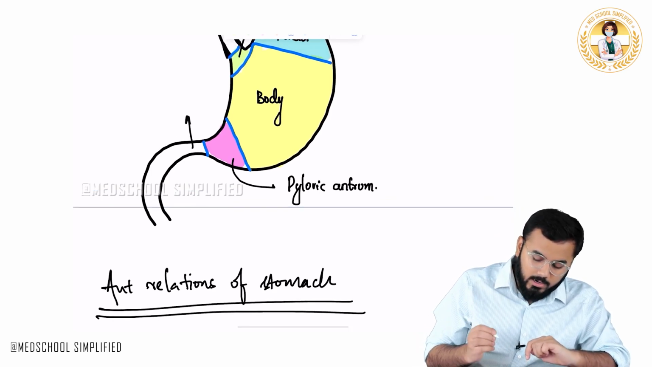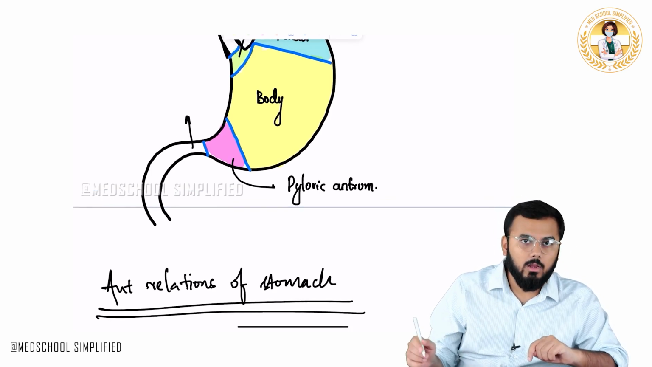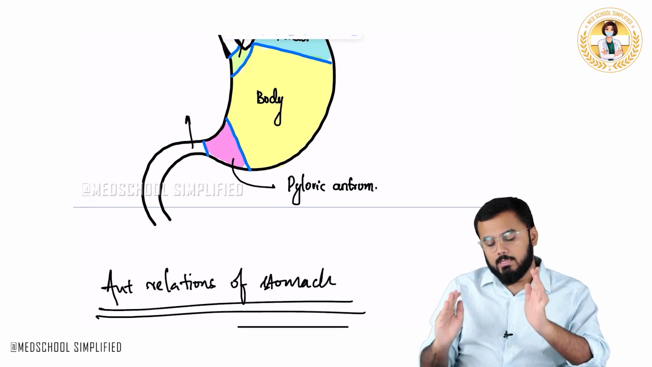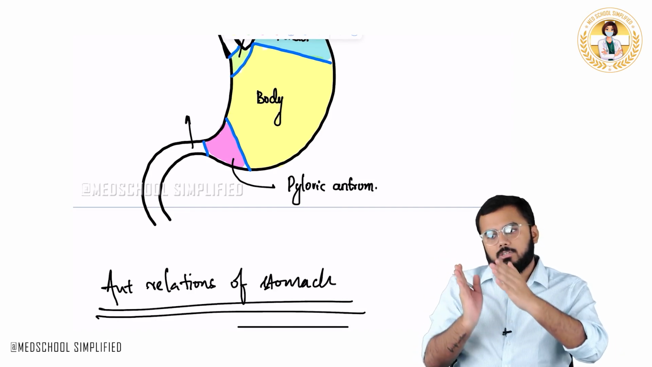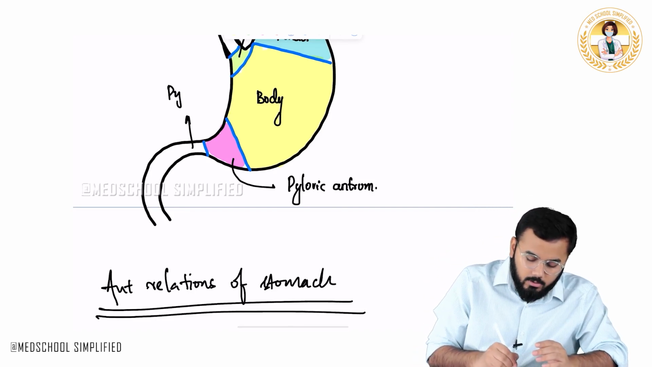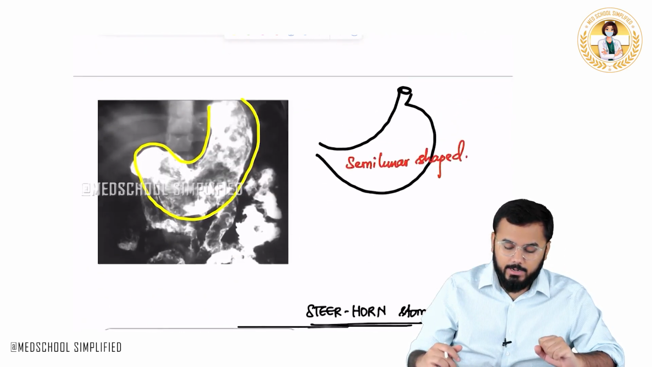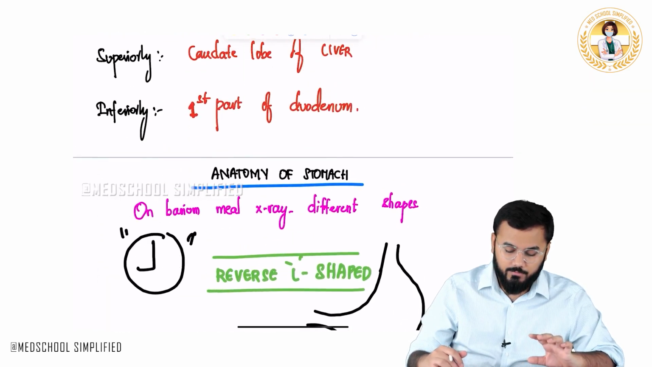Whereas this part after the pyloric antrum is like a canal, right? So the pyloric antrum is something like a wide thing, and this wide thing is called the pyloric antrum, and the part which is like a straight canal is called the pyloric canal. Pyloric canal, right?